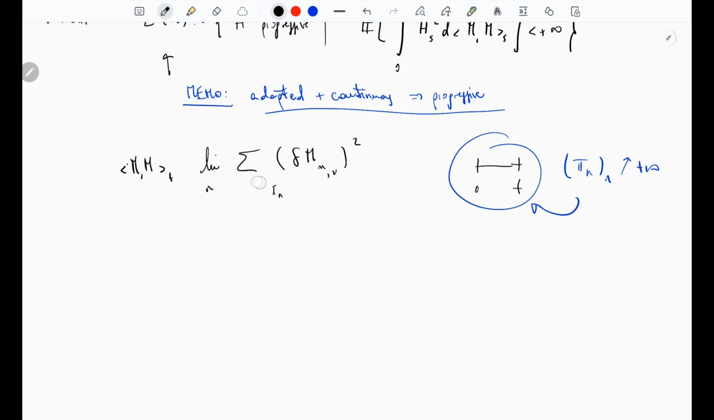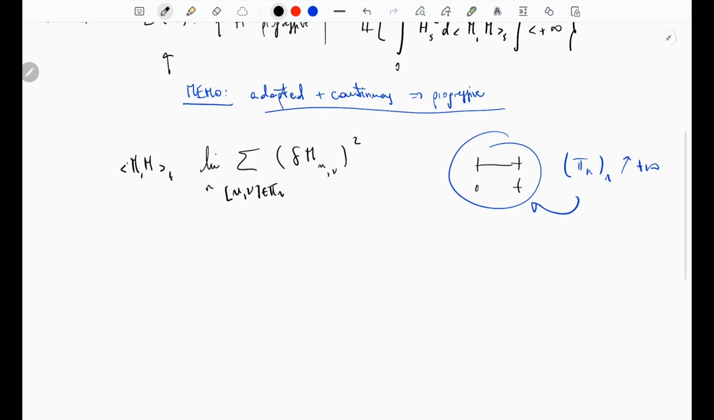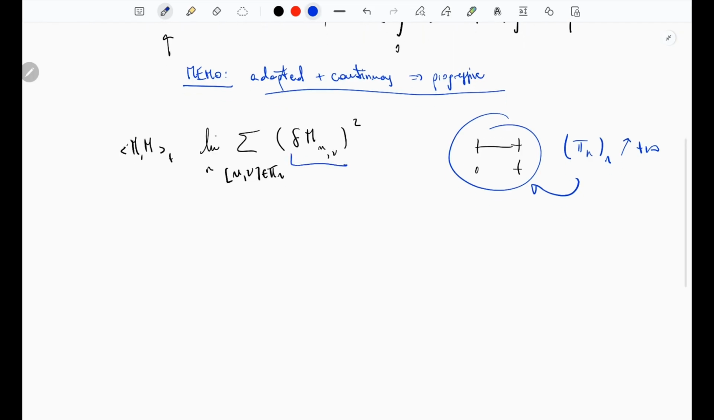of, excuse my handwriting, the sum over [u,v] in Pi_n. So you take the limit of a sum. These are the Riemann sums, excuse me. And this is the difference. So delta M_uv basically means M_v minus M_u, and you square it. That is the quadratic variation.